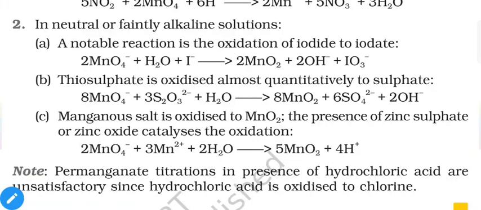And the last reaction, manganese salt is oxidized to MnO2, and the presence of zinc sulfate or zinc oxide catalyzes the oxidation. That means it will increase the speed of the reaction. But it is a catalyst, so no need to mention it in the overall reaction. So MnO4- with 3Mn2+, overall it will convert into MnO2 and 4H+.